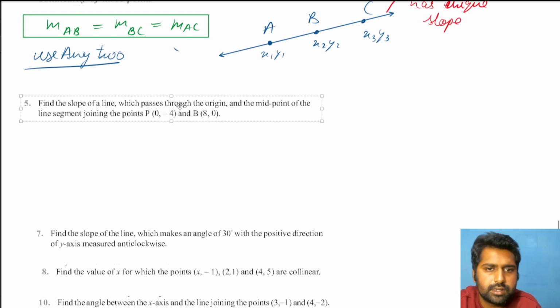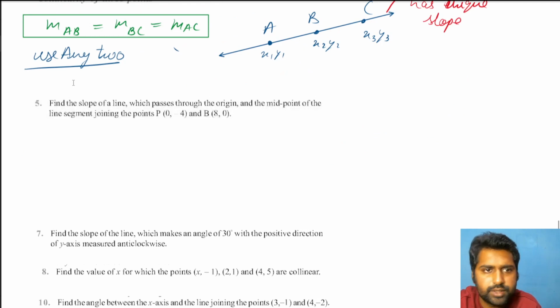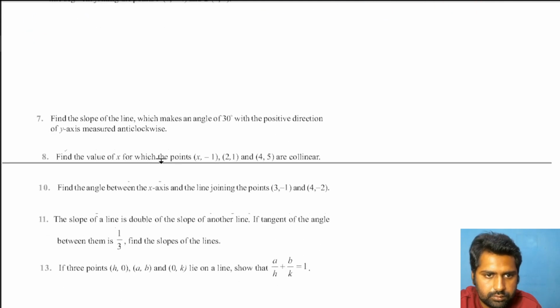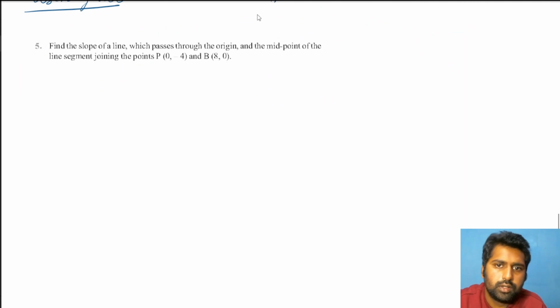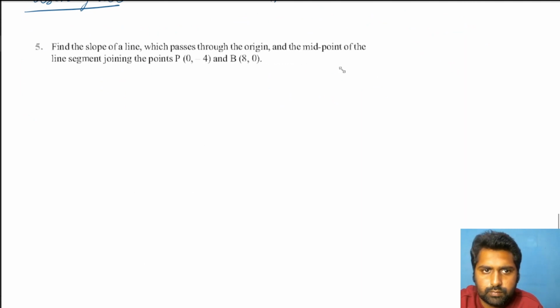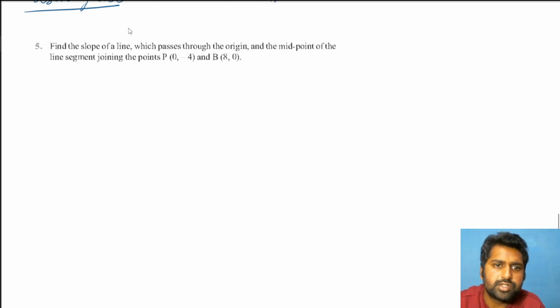Now let's solve a few questions. Theory is done. Okay, the first question. Find the slope of a line which passes through the origin and the midpoint of the line segment joining these two points. So somehow the midpoint is involved.